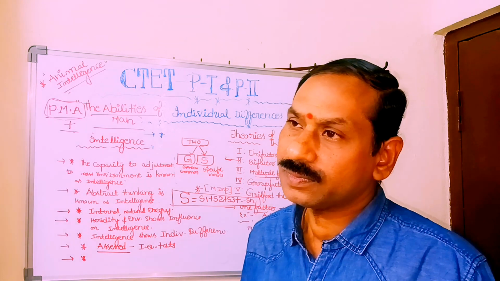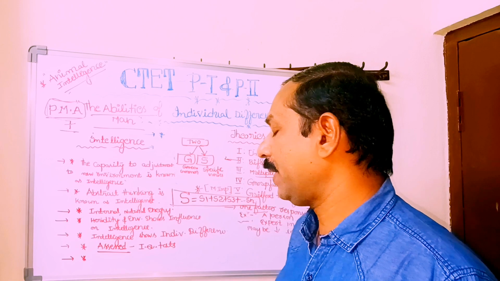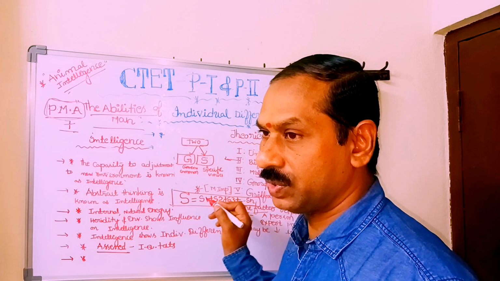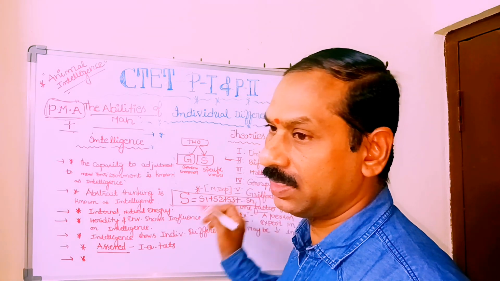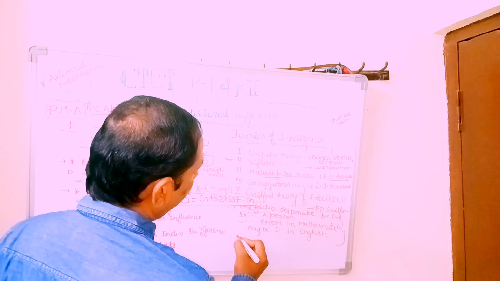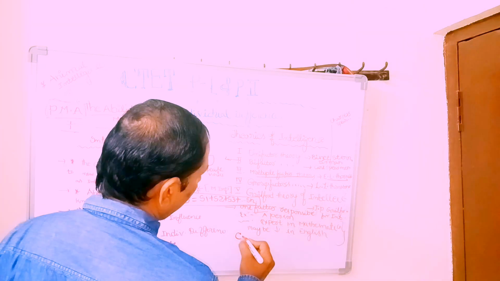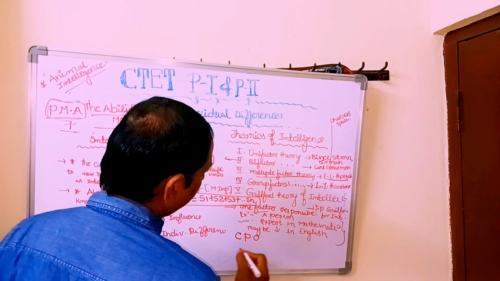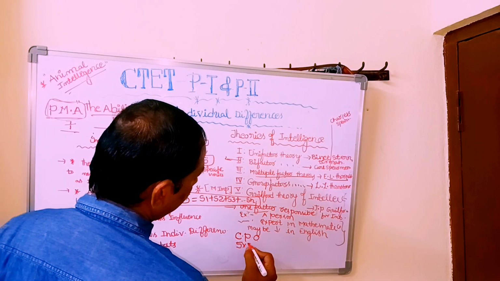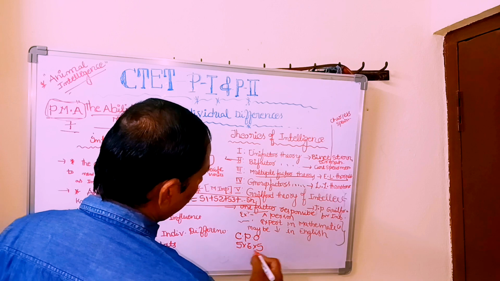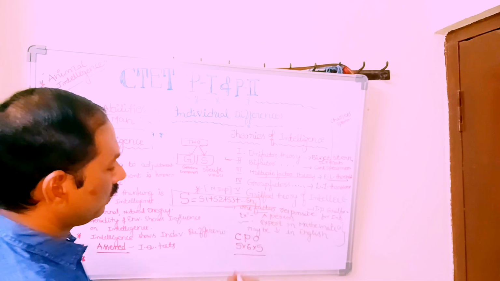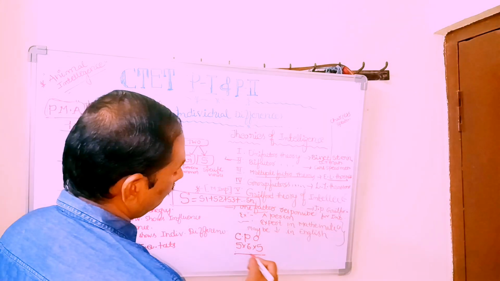And the next one, according to J.P. Guilford. J.P. Guilford belongs to America. He proposed the Guilford theory of intellect. In the Guilford theory, CPO: contents, products, operations. Three main factors are responsible. Contents are 5, products are 6, operations are 5.